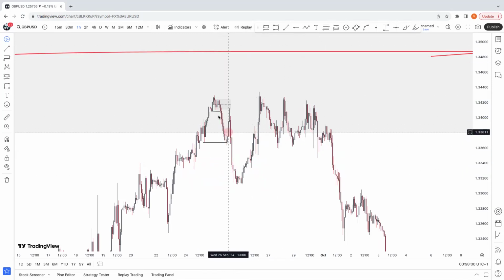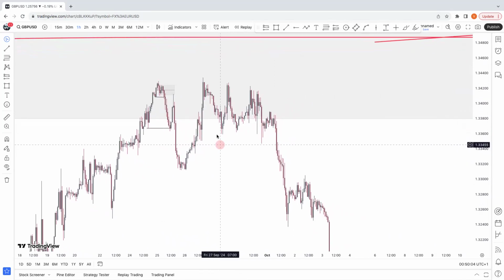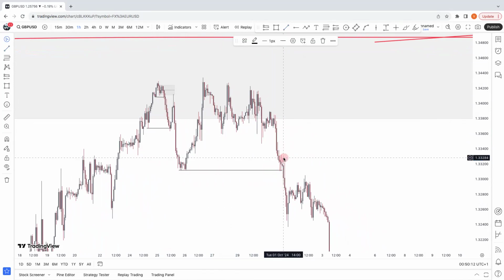But look at what price did again. Price came back and took out this low here. So at this point, what you would want to be looking out for before taking another trade is when price actually takes out this low here, because this is now a strong low.